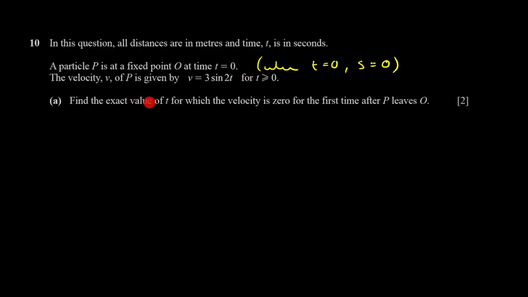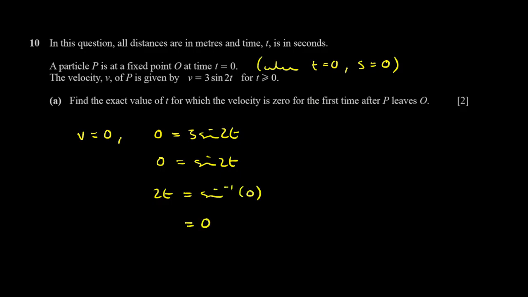I want to find the exact value of t for which the velocity is 0 for the first time after P leaves O. So we want to find when v is equal to 0, which means we're solving 0 is equal to 3 sine 2t, which means we're solving 0 is equal to sine 2t. And a lot of students are going to do the following. They're going to do 2t is equal to the sine inverse of 0, and they're going to get 0, and say that t is equal to 0. But that's not what we want, right?